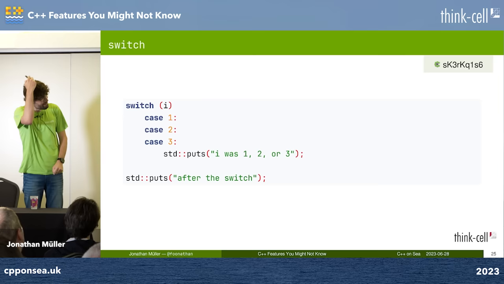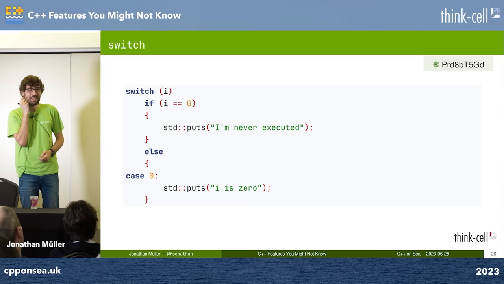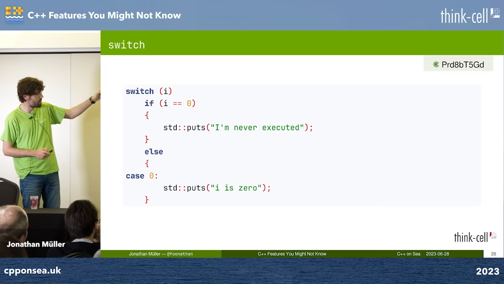You can also combine the switch statement with other control flow statements. So this is a switch that sort of had a merge conflict with an if-else. And now we've got an if i is equal to 0, but that one's never actually executed because if i is 0, we jump to the case down there and execute that one.